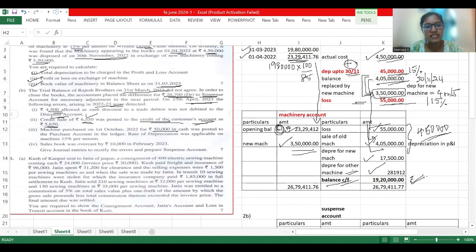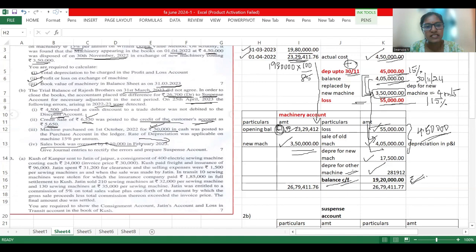But because the account is changed, depreciation is not charged because depreciation will be charged only to the asset account, not to the purchase account. So depreciation is not charged for the entire 50,000. So the complete entry is missing because of this error of principle. So here the suspense account will not get affected. We just have to make a fresh entry for depreciation. Okay, depreciation to machinery, we have to make a fresh entry.